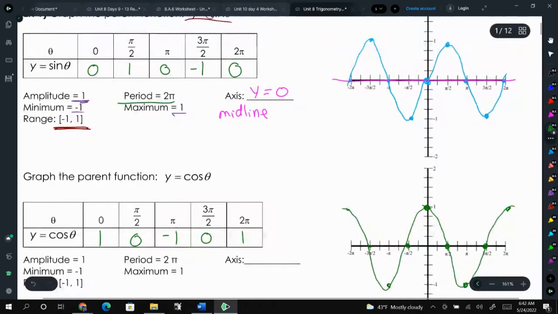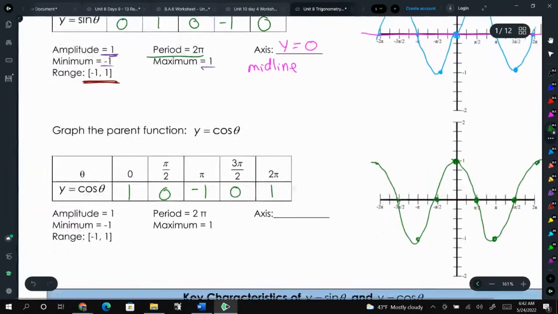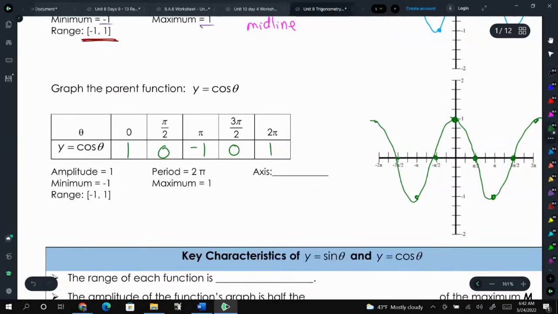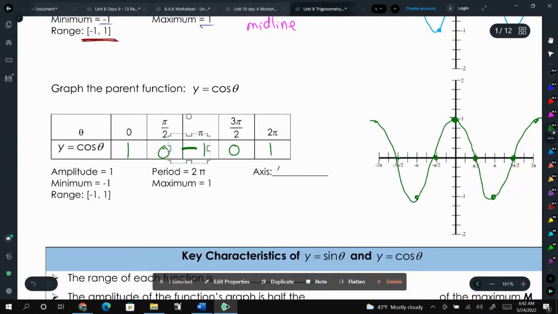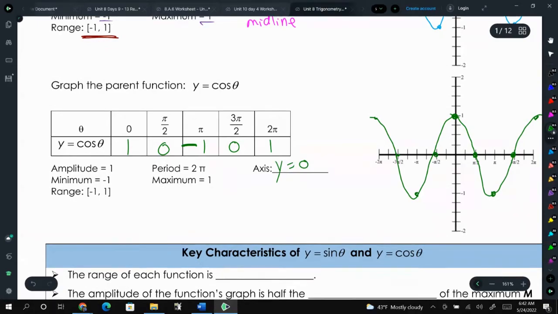So if you compare the two, it looks like they're the same thing, just shifted left or right a little bit. Like I said, all the characteristics are the same. Midline again is y equals 0. And once we start shifting again, like I said, we'll have a different midline or axis.